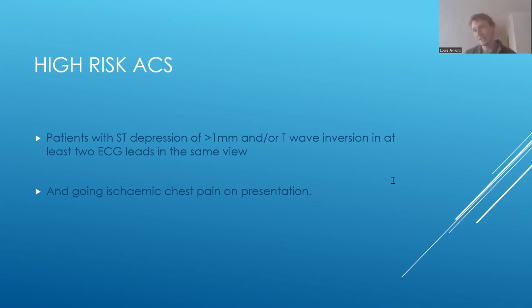Now, there are some other sections in the circular that talk about atypical presentations of silent MI, and those unusual presentations, but we're not going to focus on those today.